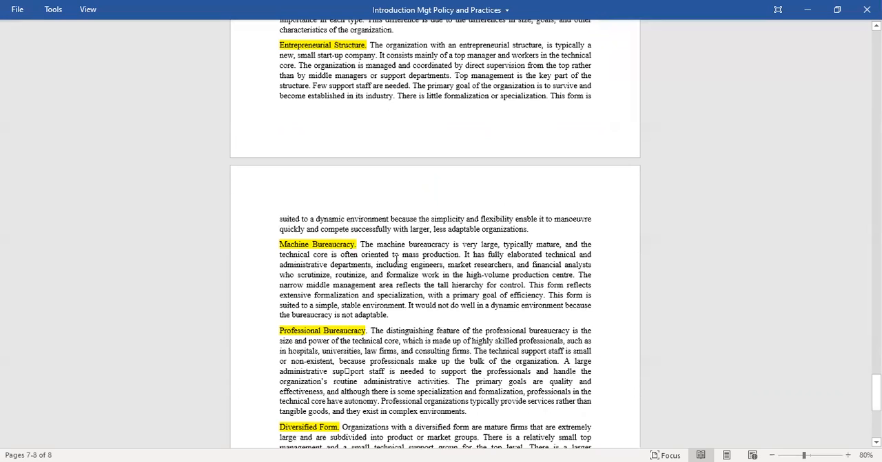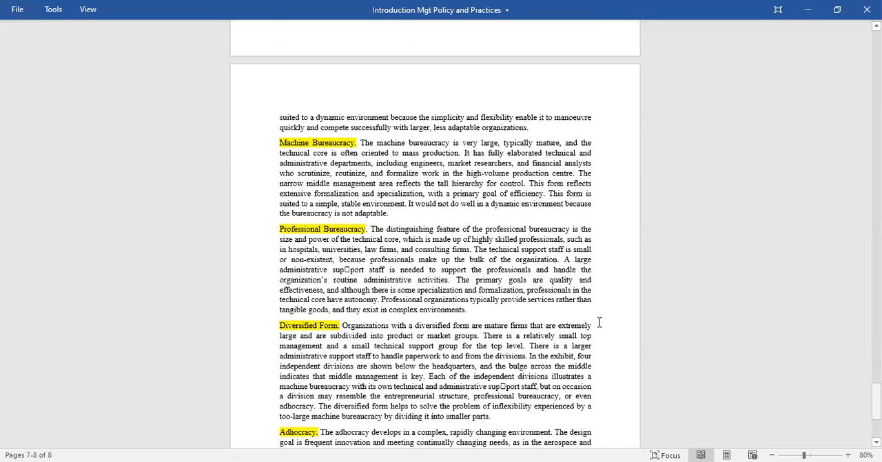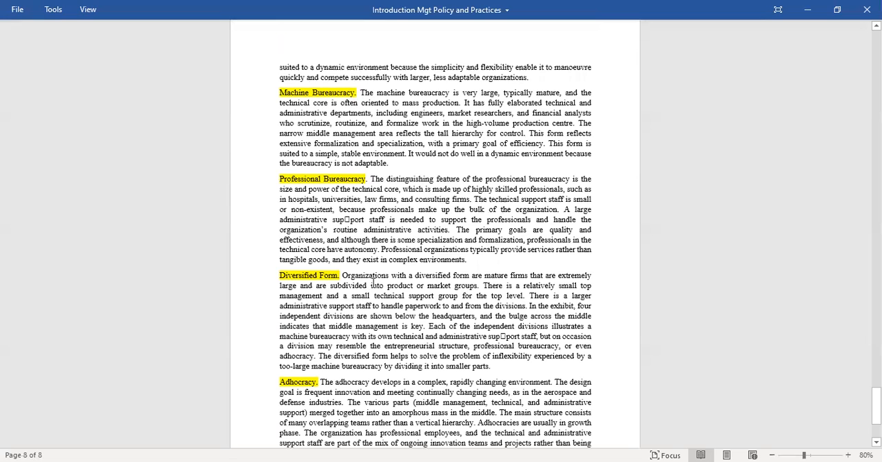So if machine bureaucracies, which are our typical public sector organizations, become professional bureaucracies, they can exist in complex environments. You have to see whether a professional bureaucracy can be formed or not. So professional bureaucracies can operate. They are quite modern. You can't say that they are postmodern, but at least they are modern. They are not old and archaic like these machine bureaucracies. Your military can become a professional bureaucracy, or it can also take a diversified form.